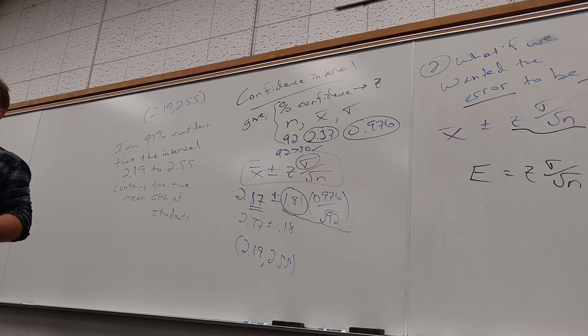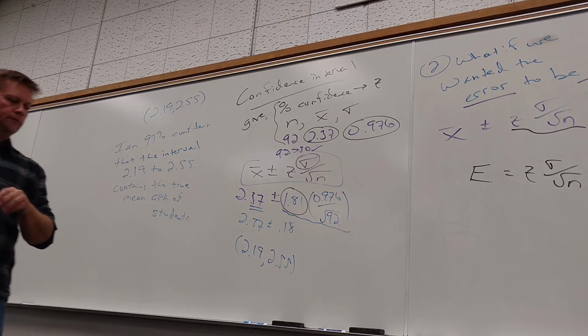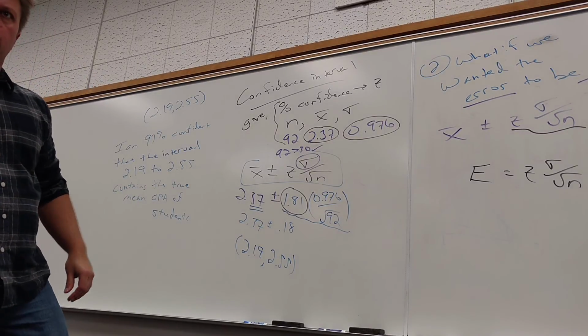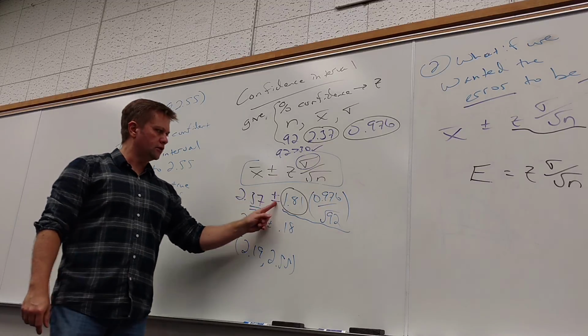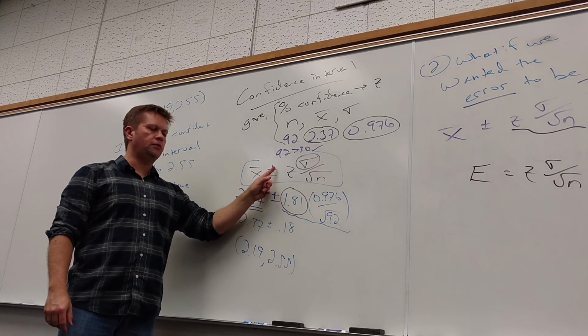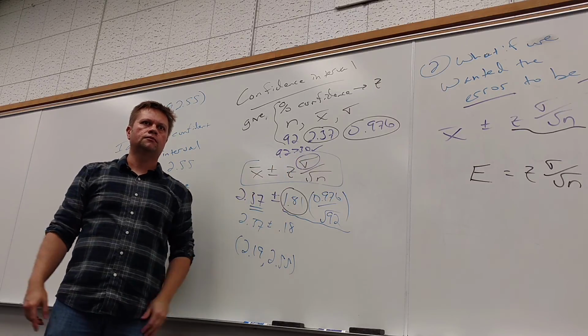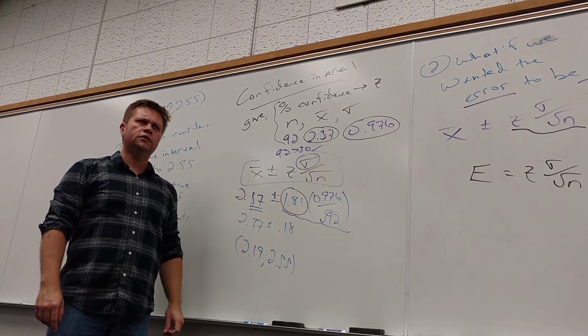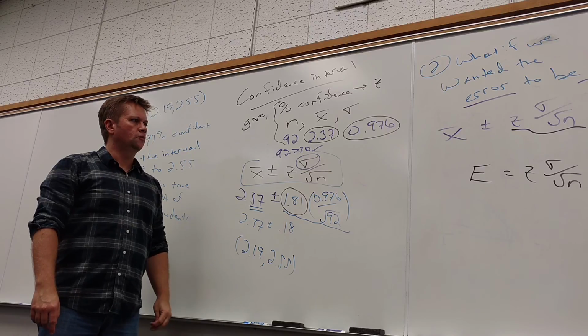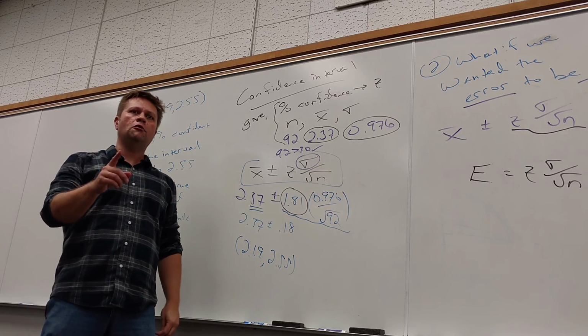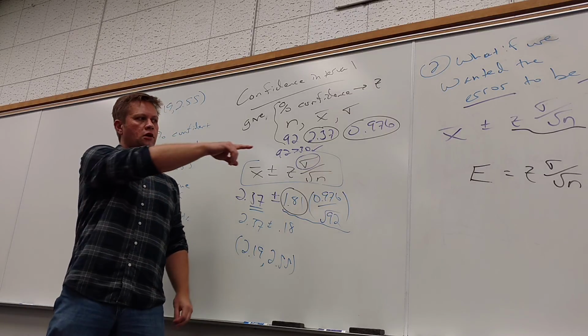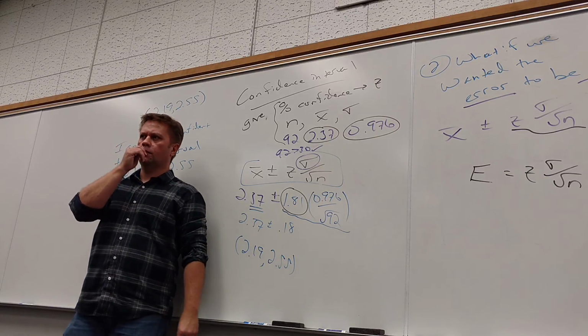On the z-score, does it matter if you put positive or negative? Should you put both? No. Plus or minus is already built into the equation. That's why there's a plus and minus, because I want to go both ways. For the z, what are we plugging in? Right now, we're not plugging in any numbers at all. We're just solving the equation for n.